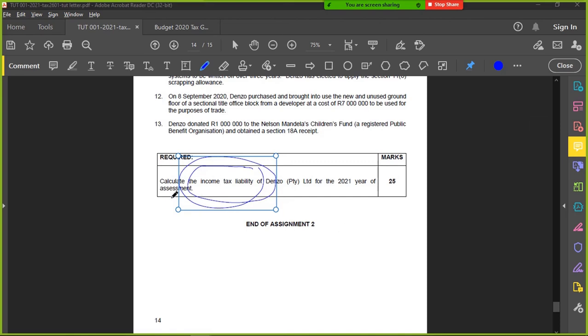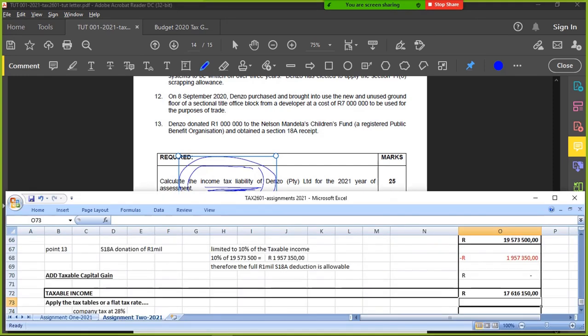All right, so the last bit here is calculate the income tax liability of D Limited. So we've already got, obviously it was limited to 10% of taxable income. So I added and subtracted, I got that figure. 10% of that figure gave me that. The donation was 1 million, so the whole donation can be deducted. So it's 1 million minus 1 million. Does it make sense?